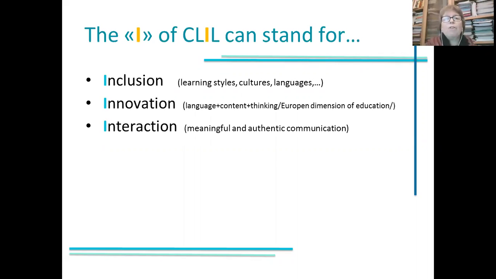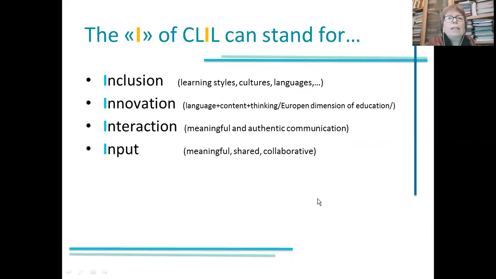Interaction, because CLIL provides a context for meaningful and authentic communication. It's not the situation in which we are drilling, "What's your name? My name is," when everybody knows the names of the students in the classroom. This is not authentic communication. Authentic communication means that I ask you a question or I do a task because I need information that I don't have. And teaching a subject through another language creates this context for real, authentic, meaningful interaction.